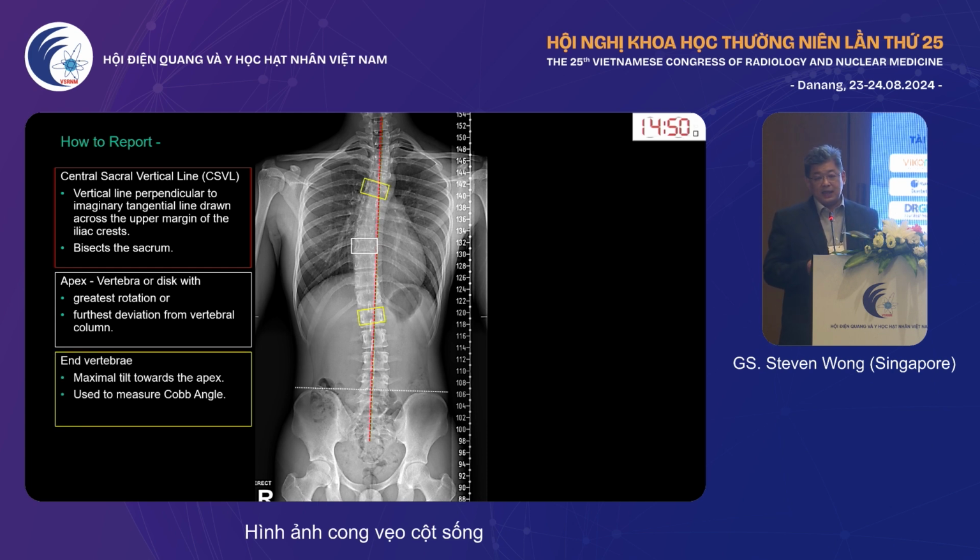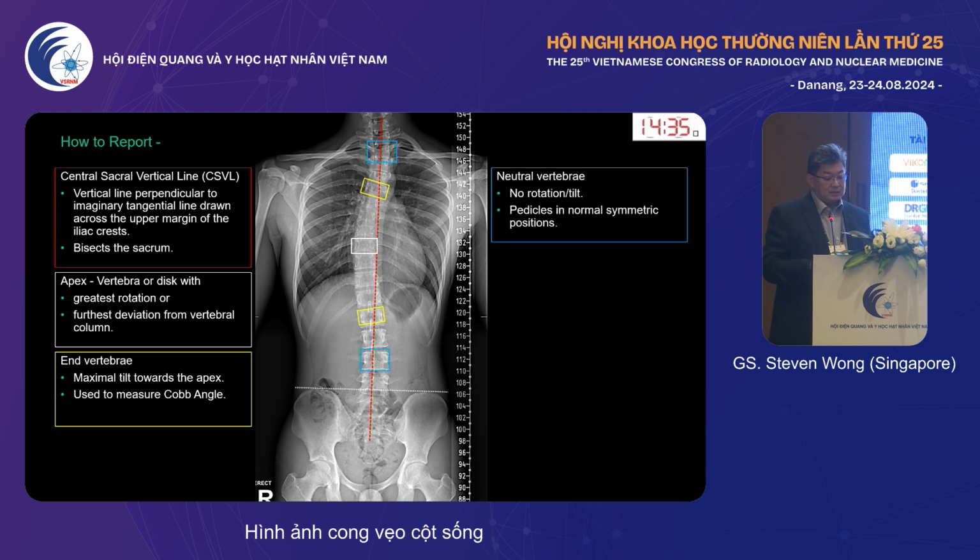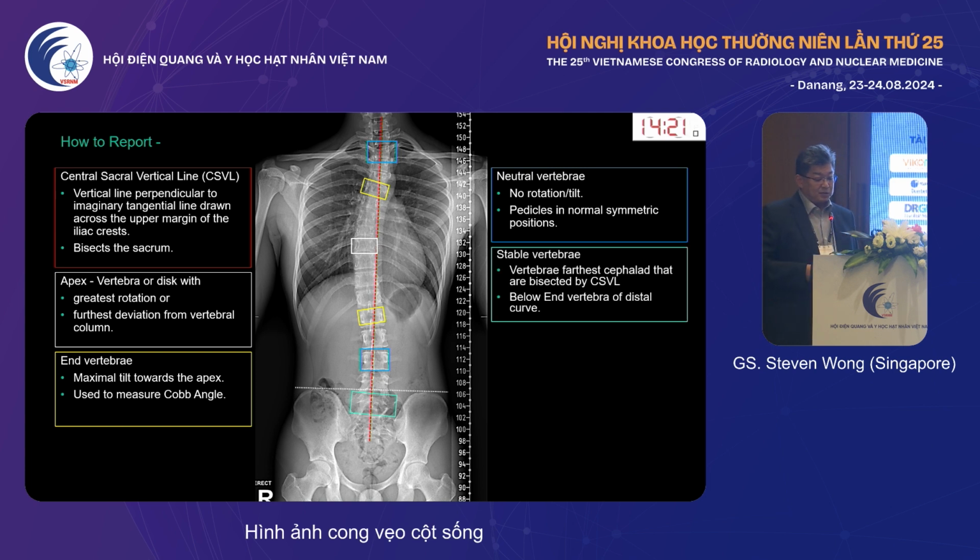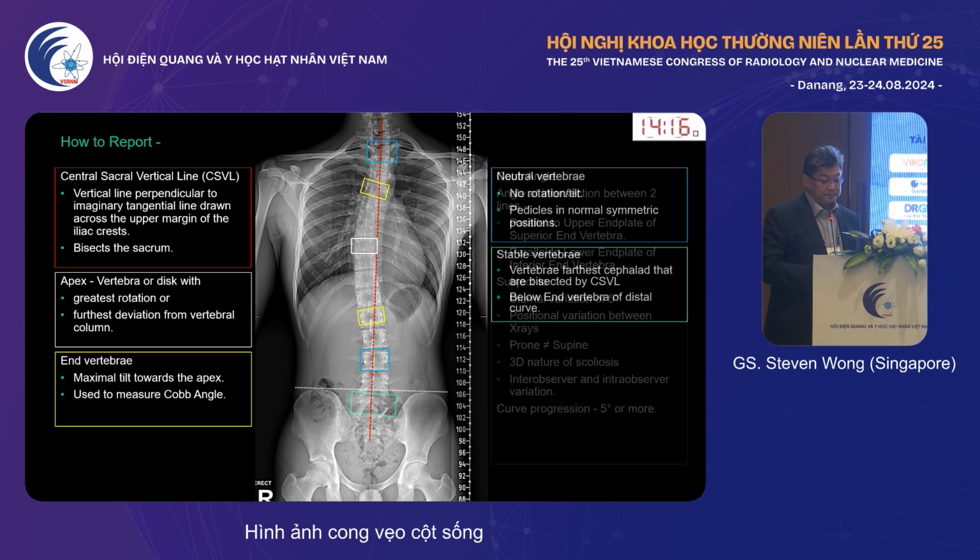Then you determine the end vertebrae of the scoliosis. This is the one that has a maximal tilt towards the apex, with the same number of vertebral bodies above and below the apex. This is where you measure your Cobb angle. Then the neutral vertebrae, something that usually there's no need to mention in the report, are those at either end of the spine where there's no rotation and no tilt. And the stable vertebra is the one furthest away that is bisected by the line.